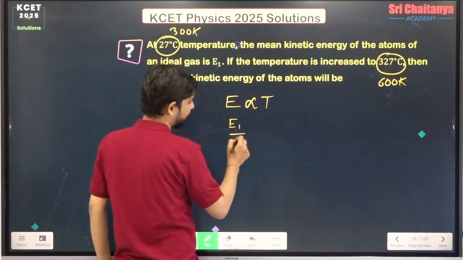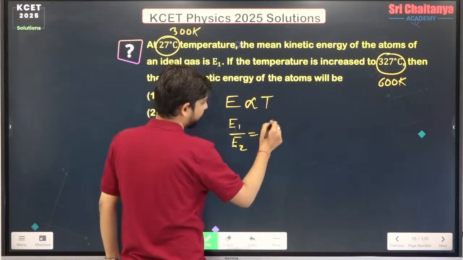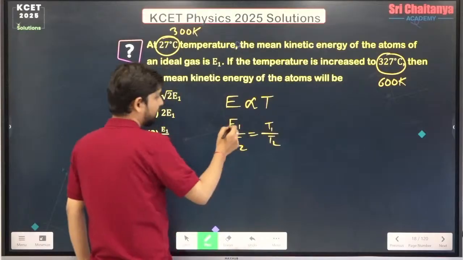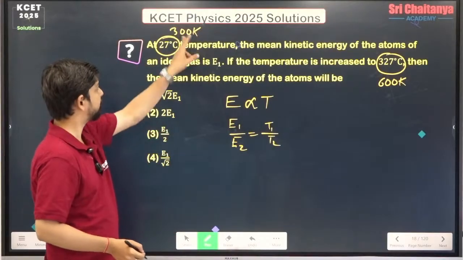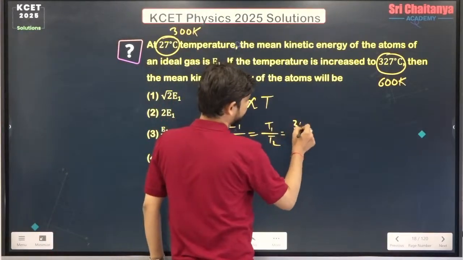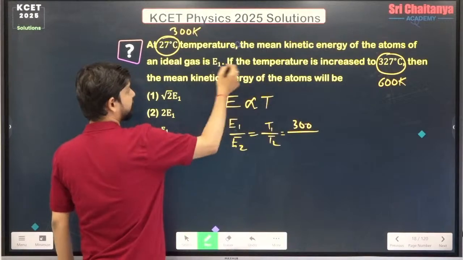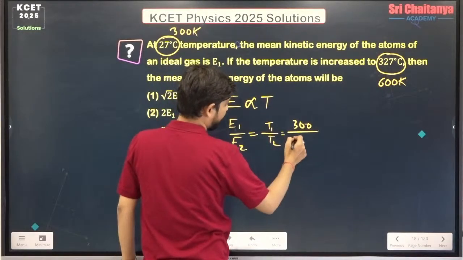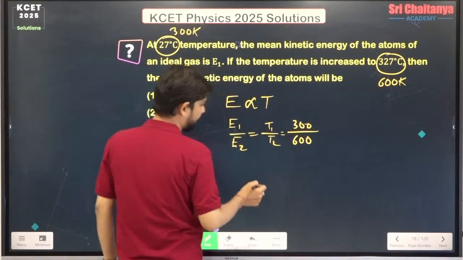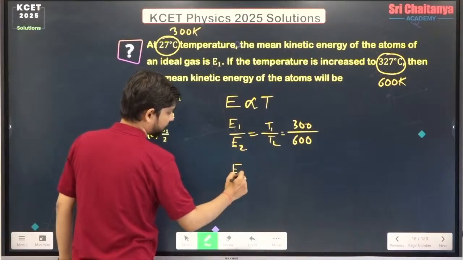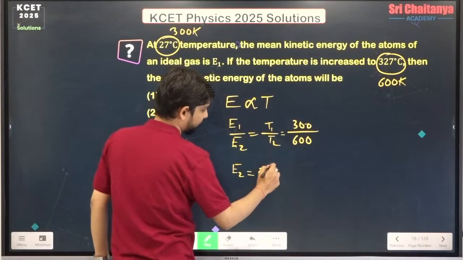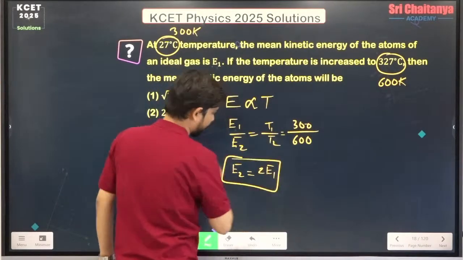So from here we can say that E1 upon E2 should be equal to T1 upon T2. At temperature T1, this is 300, the internal energy is E1, and at temperature T2, which is 600 Kelvin, we need to find the value of E2. So that is going to be what? If you cross multiply, it is going to be 2 times E1. So this is our answer.